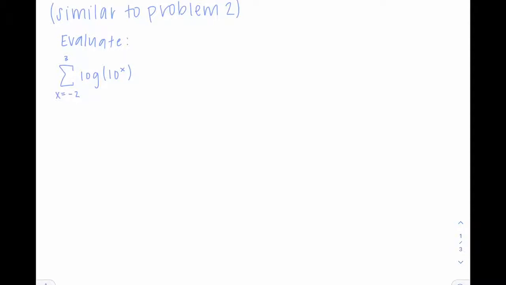Alright guys, so we're going to do practice on a problem similar to problem 2 on your homework. So if you're a little bit stuck there, this should help you out and give you a place to start.